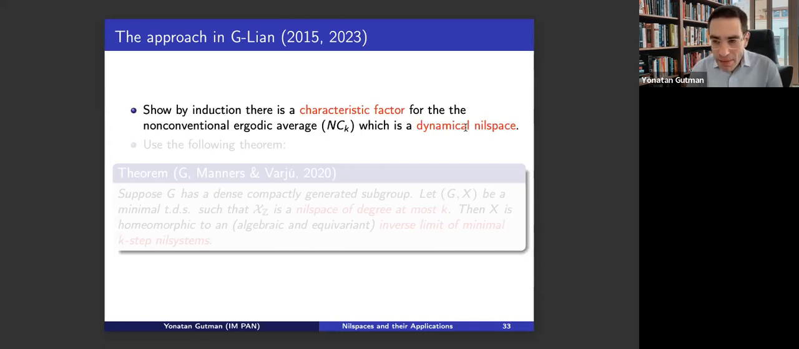And because the nilspace is a topological object which has these three simple axioms, this is much easier than showing directly that there is a characteristic factor which is an inverse limit of nilsystems. So in a way, we divided the task into two. First, we showed that there is a characteristic factor which is a dynamical nilspace.